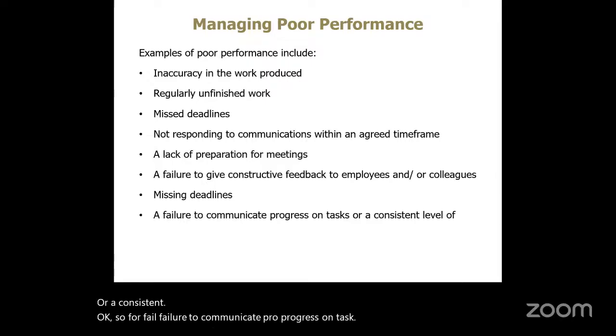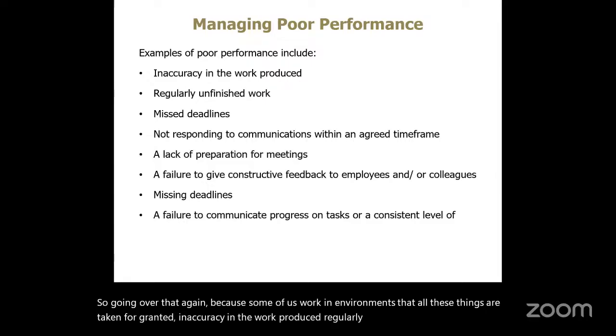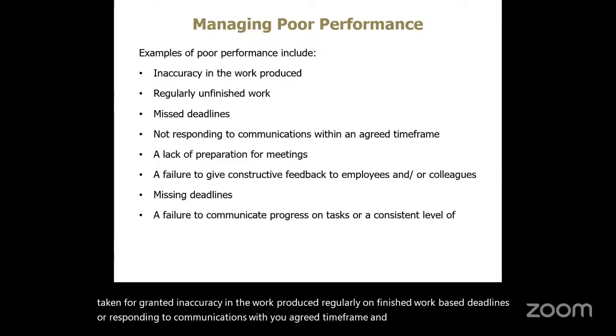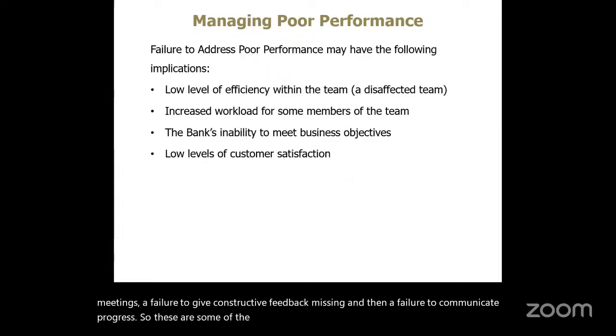So going over that again, because some of us work in environments where all these things are taken for granted: inaccuracy in the work produced, regularly unfinished work, missed deadlines, not responding to communications within an agreed time frame, a lack of preparation for meetings, a failure to give constructive feedback, and then a failure to communicate progress. So these are some examples of poor performance.